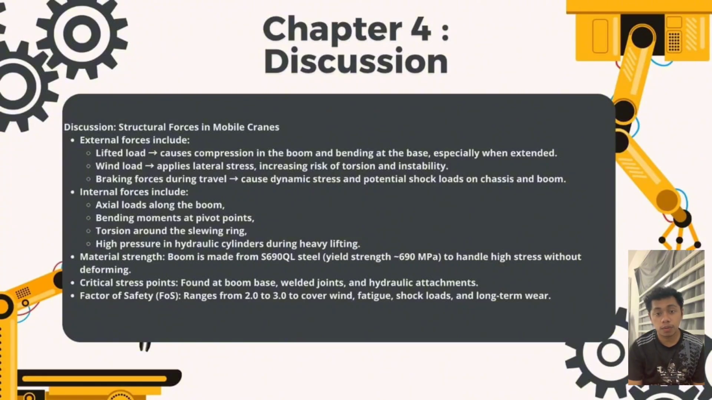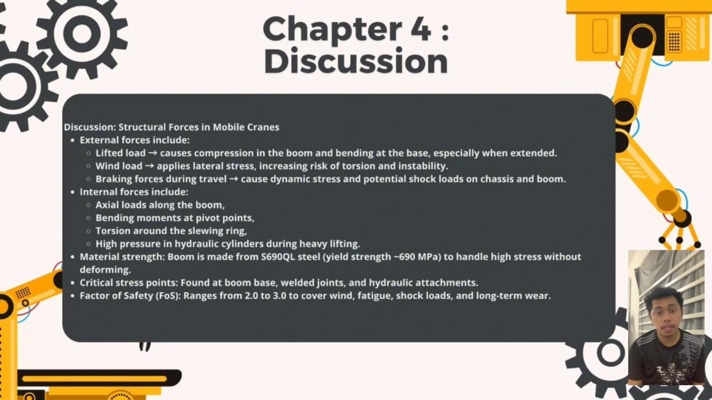Then we have braking forces, which happen when the crane moves or stops suddenly. These cause extra stress on the boom and chassis. That's why outriggers are used to spread the load and keep the crane stable. Internally, the crane handles axial loads, bending at joints, and torsional stress when rotating. The hydraulic cylinders also face high pressure when lifting.